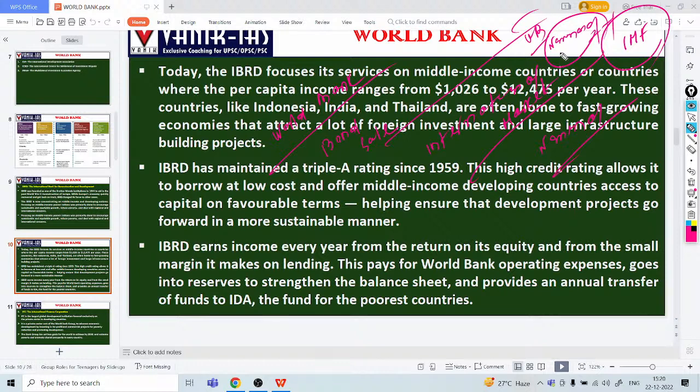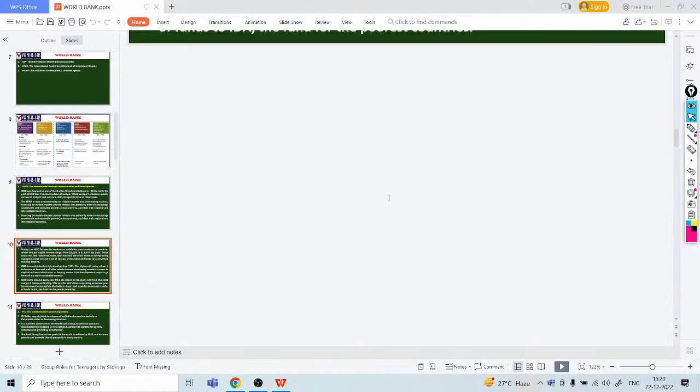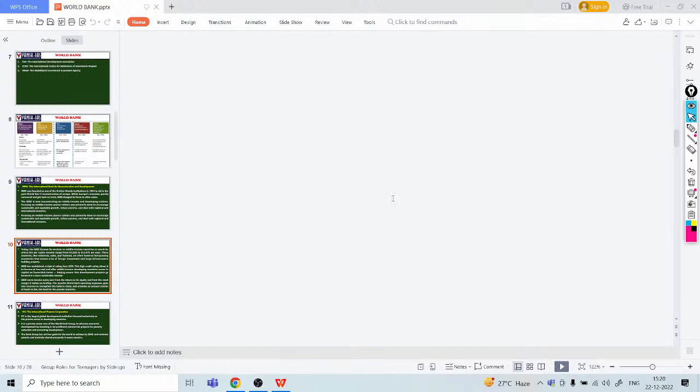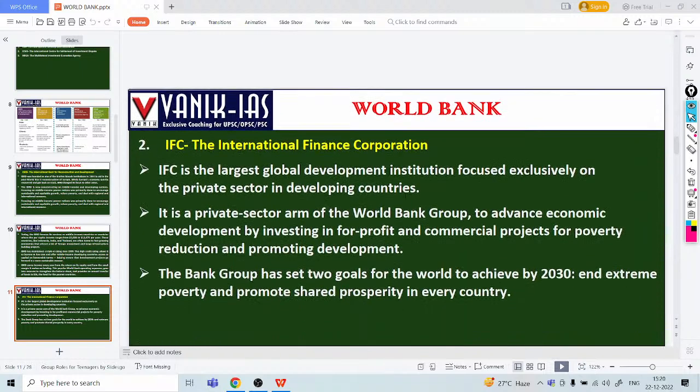Out of this profit it contributes a part to the IDA to lend that money as interest free loans to the poorest countries of the world. This is, you can say, the humanitarian wing of the World Bank, the IDA, which provides low interest or no interest loans to the poorest countries.